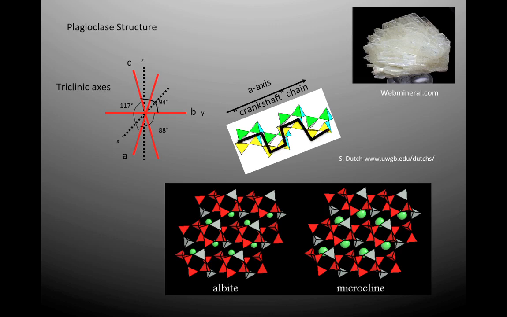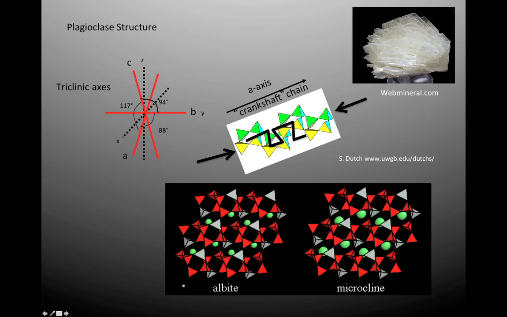The crankshaft comes from the idea that you can draw a zigzag line such as this through these fourfold rings. Now, if you squeeze along these chain directions, which are aligned along the a-axis, you can imagine that those chains can compress fairly easily, since there are large gaps in the structure, and so this compression can be accommodated by simply changing the angles between the segments of these rings.